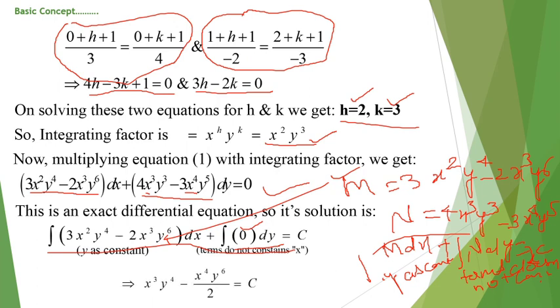So on solving, what do we get? This y raised to power 4 is a constant, so the integration of x square is x cube by 3, and 3 is already there, so it cancels out. So this will be x raised to power 3 y raised to power 4. Similarly, y raised to power 6 is a constant, the integration of x cube is x raised to power 4 by 4, and when we divide by 4, the 2 cancels, so it will be x raised to power 4 y raised to power 6 by 2 is equal to C.